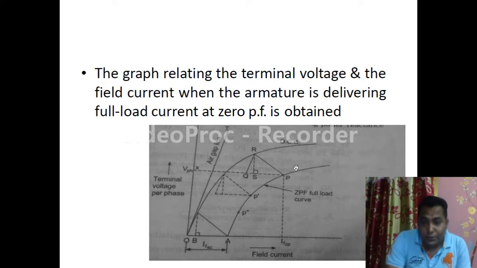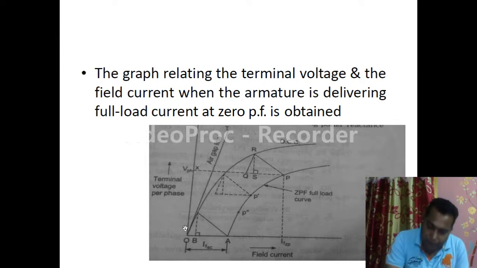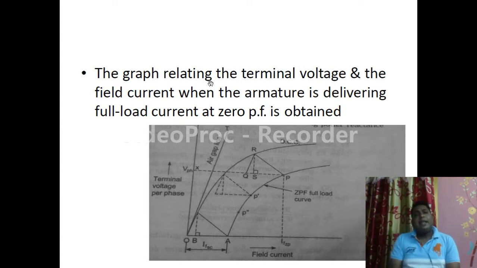And this below one is the important one, that is the zero power factor full load curve. This is a graph relating the terminal voltage and the field current when the armature is delivering full load current at zero power factor. So that curve is drawn over here.